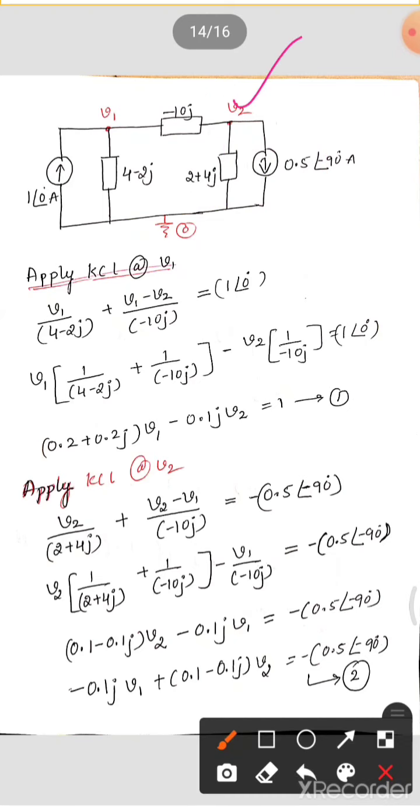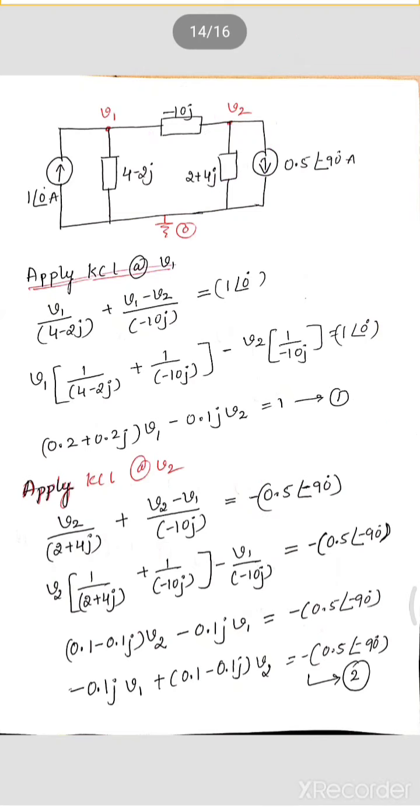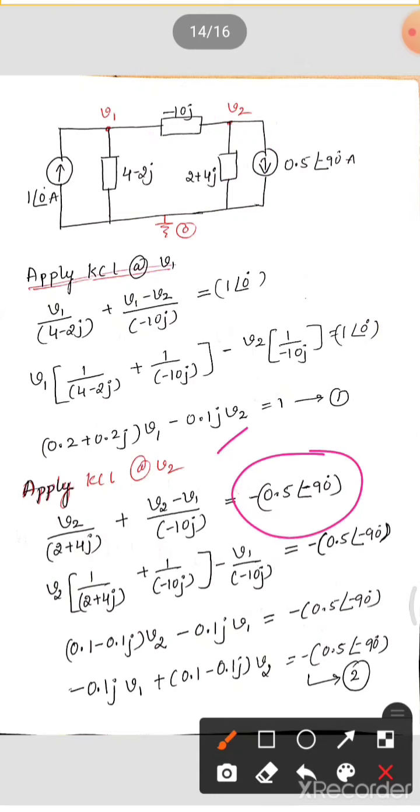Let's write each. The first one is v2 divided by 2 plus 4j, plus v2 minus v1. There is a minus 10j impedance between v1 and v2. Since you are at v2, it should be v2 minus v1 divided by minus 10j, equal to the independent current source we have, but it is leaving the node. If it is leaving the node, it should be minus 0.5 at an angle minus 90 degrees. Please be careful about this minus. Whenever you write this term, write minus of 0.5 at an angle minus 90.